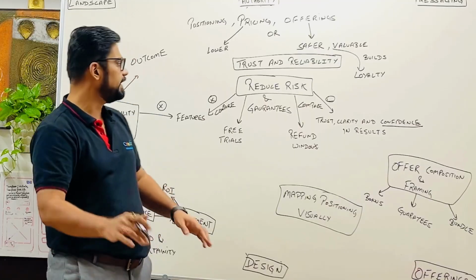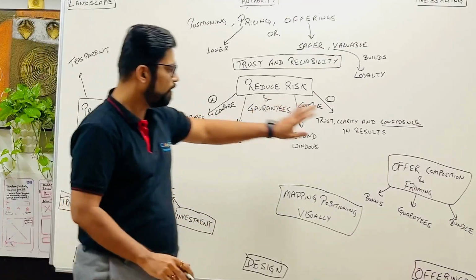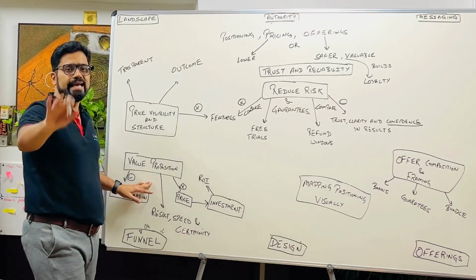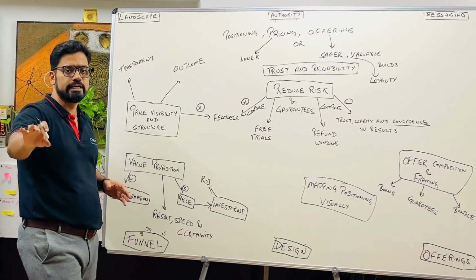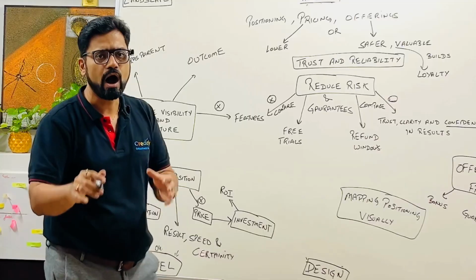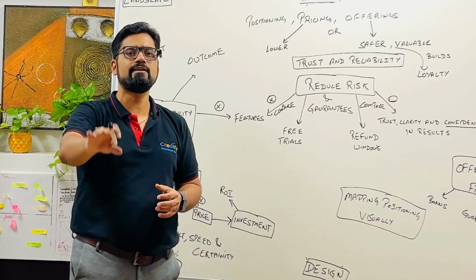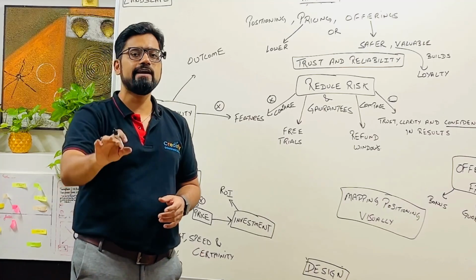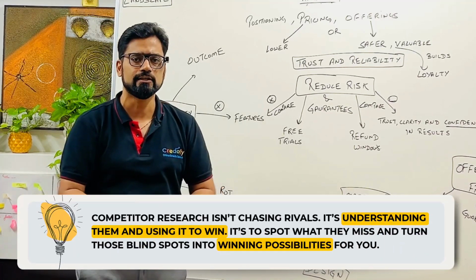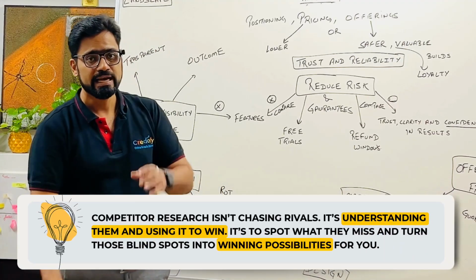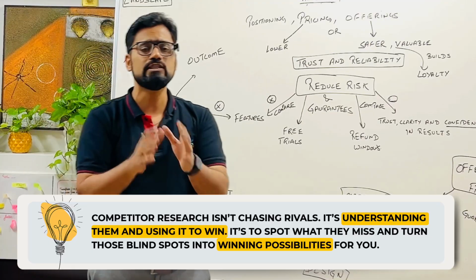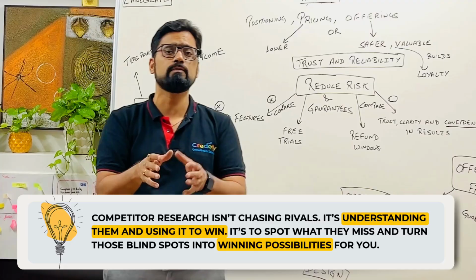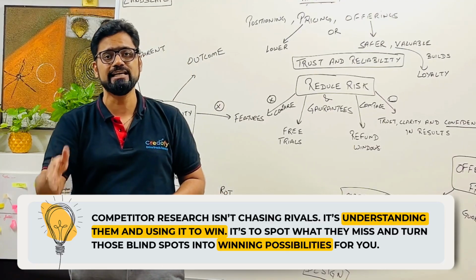Score each competitor on pricing, offers, guarantees, and value. And then highlight the white space opportunities. That's how you stop guessing, outthink competitors, and create offers that feel like an obvious yes. So the takeaway here is competitor research isn't chasing rivals. It's understanding them and using it to win. It's to spot what they miss and turn those blind spots into winning possibilities for you.